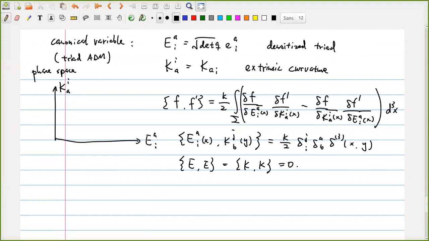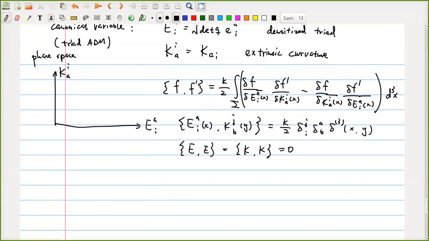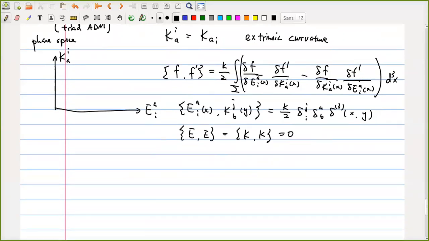Right before we finish, I'll write down 2 more formulas and explicitly show you how the E and K variables relate to the ADM variables. So q_ab equals, to relate the ADM variables, E^a_j E^b_j, and then the absolute value of the determinant of E.